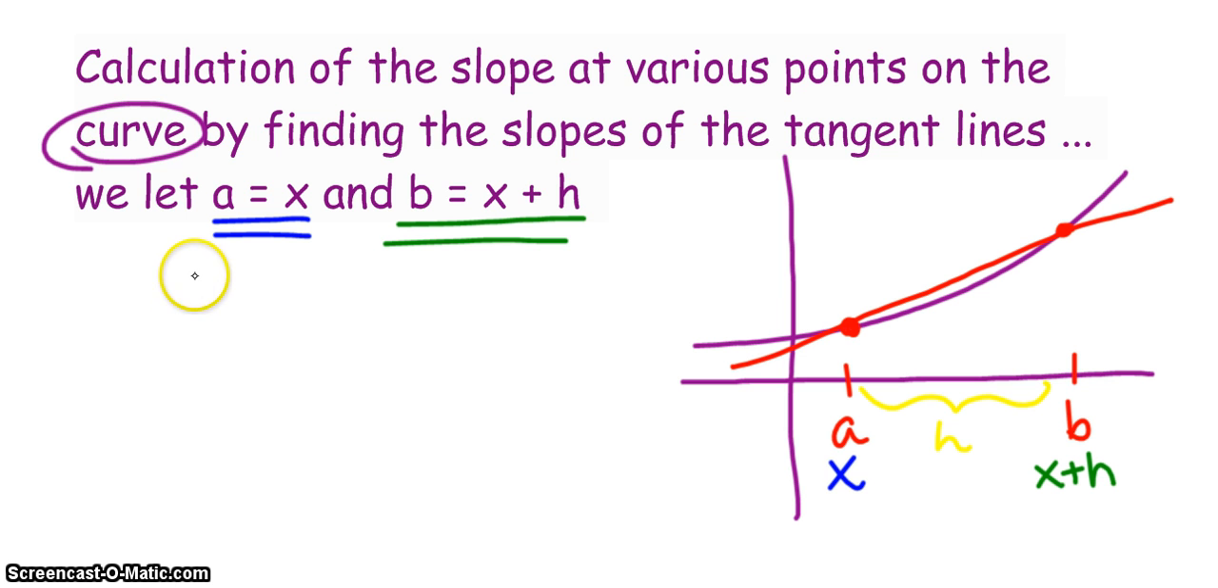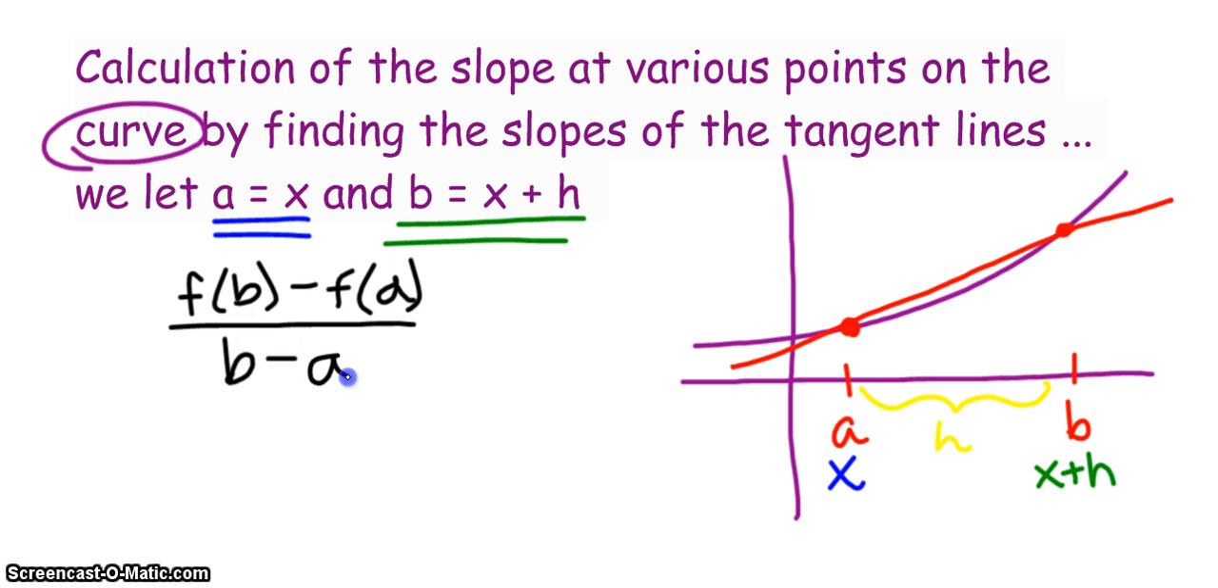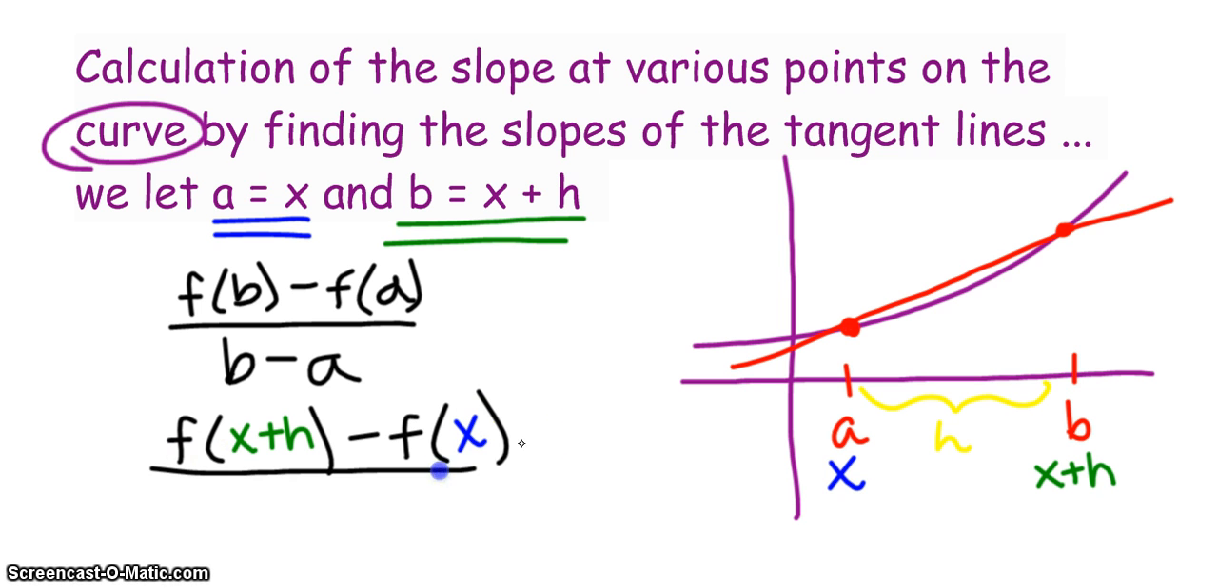All right. Well, if I start then with f of b minus f of a all over b minus a, that was our slope of the red line. And I replace it now with my new definitions of what a and b are. I'm going to have f of x plus h minus f of x all over x plus h minus x.